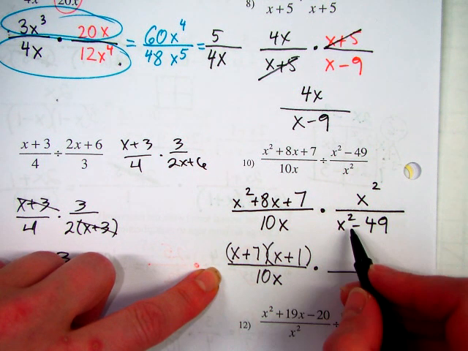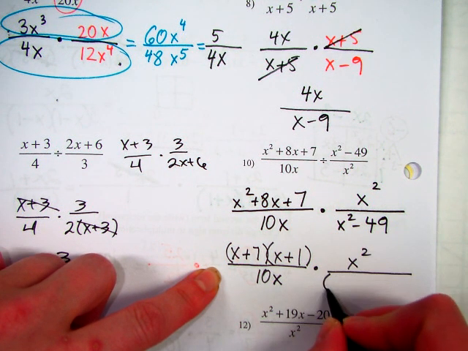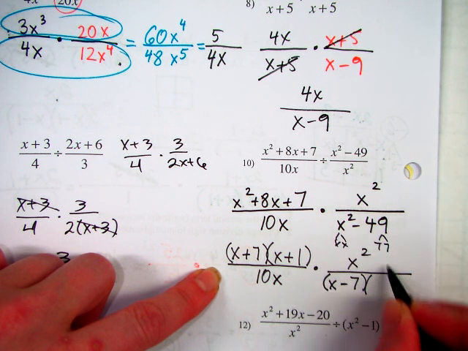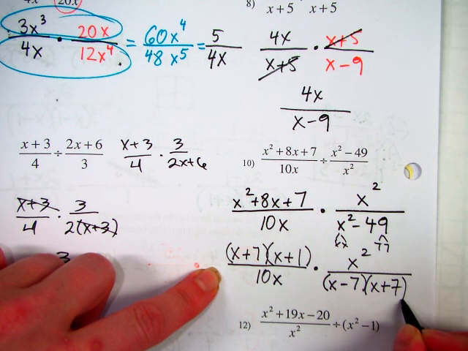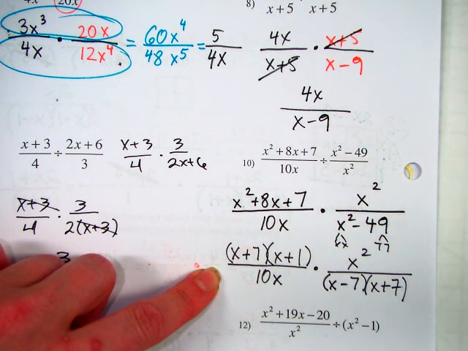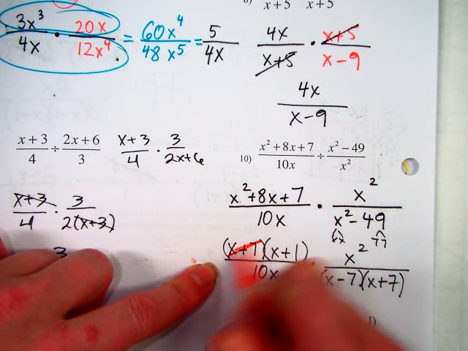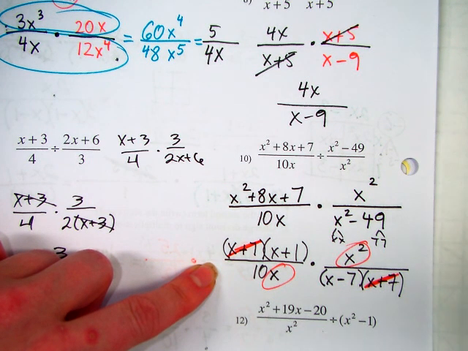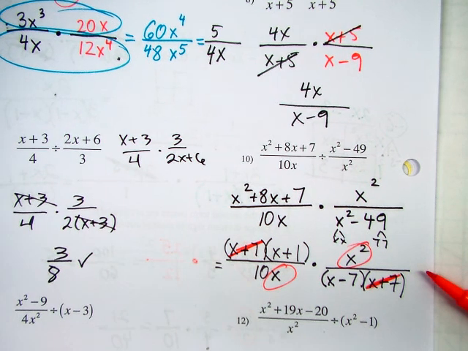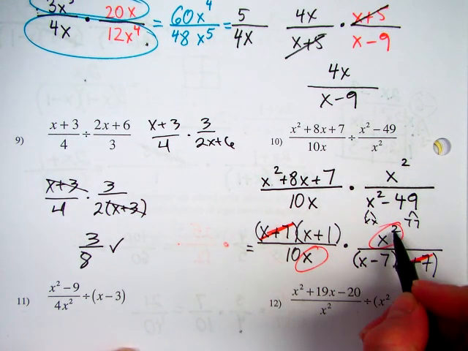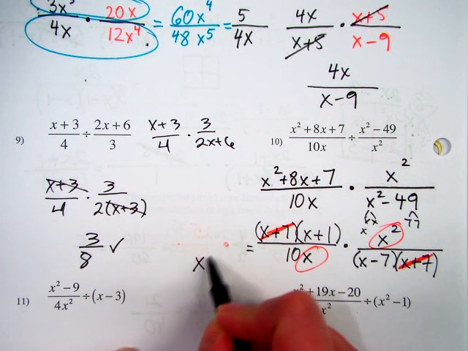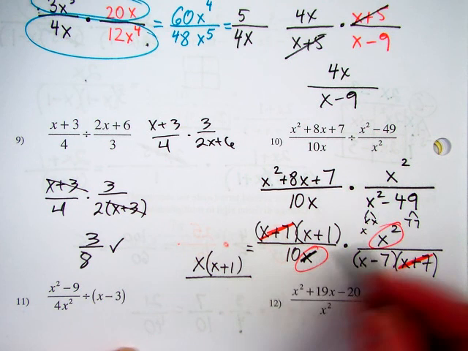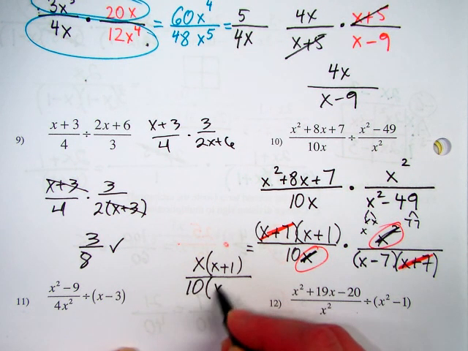So now how do we factor x squared minus 49? That's the difference of two squares, x, 7, 7. So it's x minus 7 and x plus 7. What's going to cancel? X plus 7, x plus 7. What could we do with the x squared? Where's the x going to be left over? We're going to have 1x left over. So I'm going to put x and this x plus 1. And what's left on the bottom? 10 in the beginning and x minus 7.